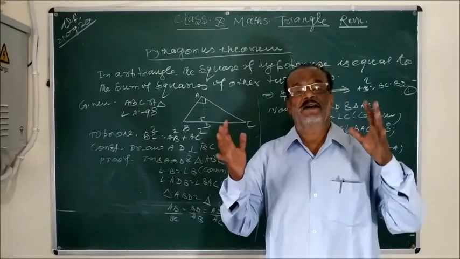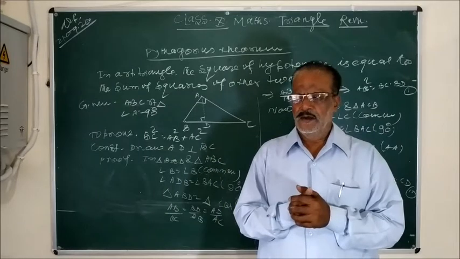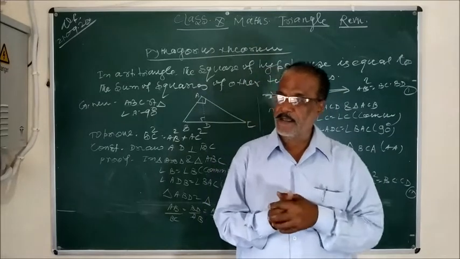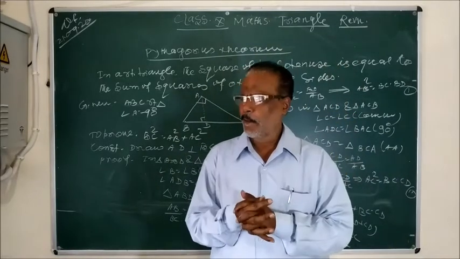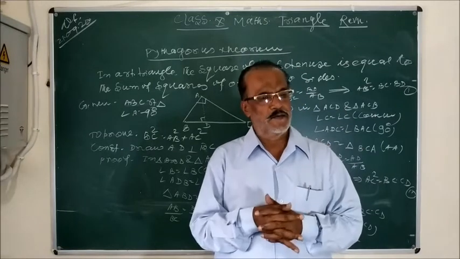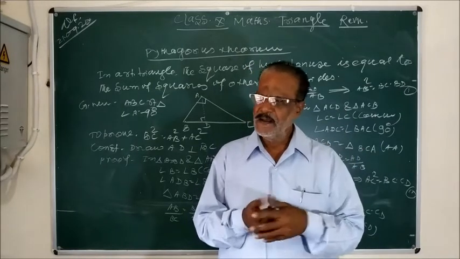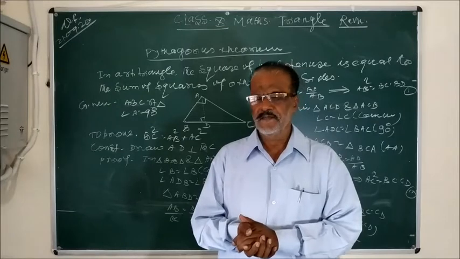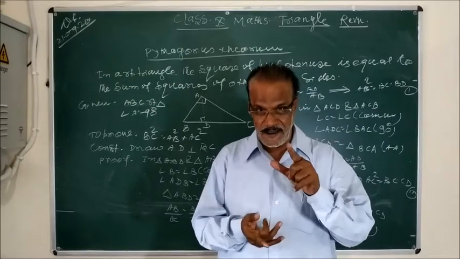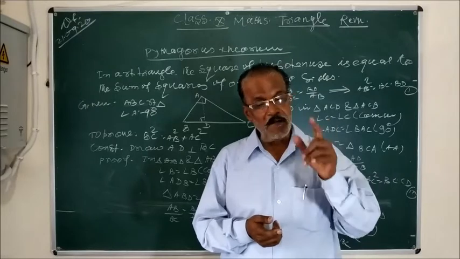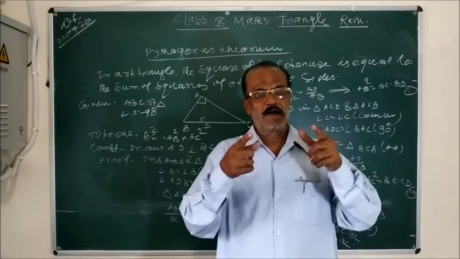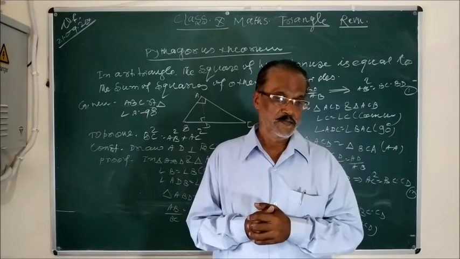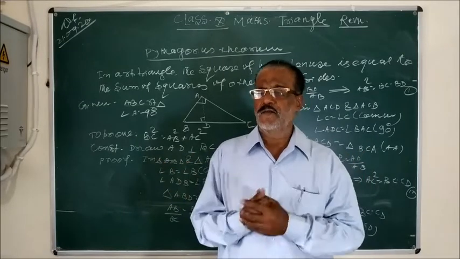Pythagoras, a very famous mathematician. He has given many theorems in geometry. Euclid, you must have heard the name. Euclid is known as father of geometry. Pythagoras theorem, according to him, in a right triangle, the square of hypotenuse is always equal to the sum of squares of other two sides. This is true for all the right triangles.